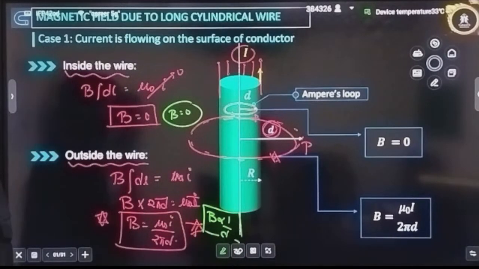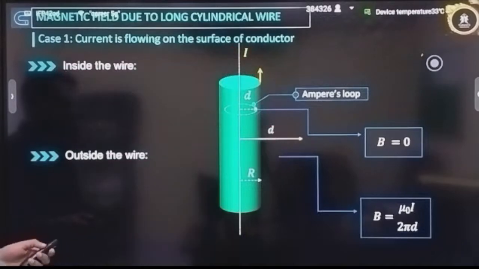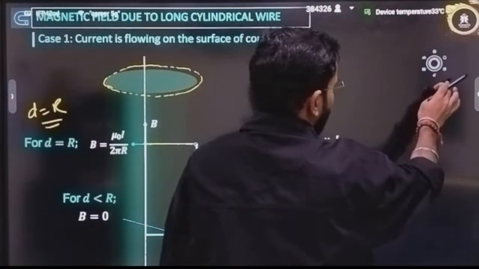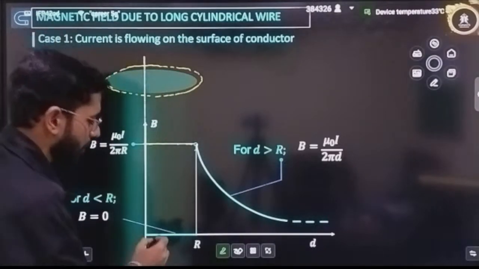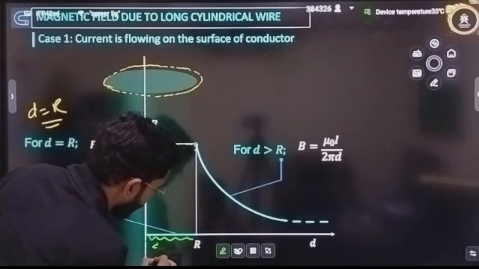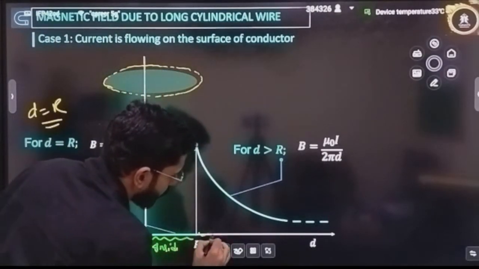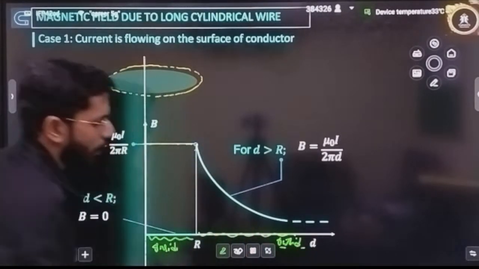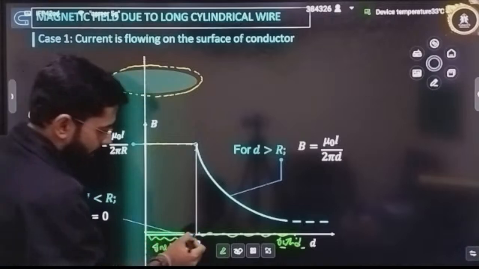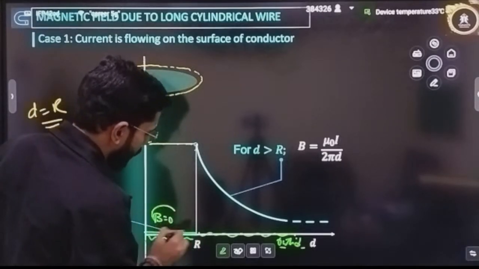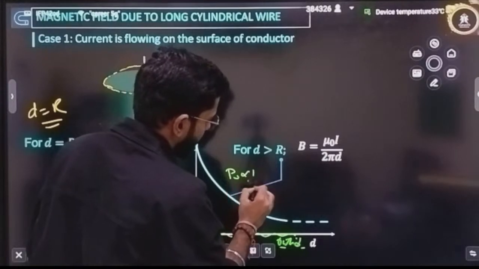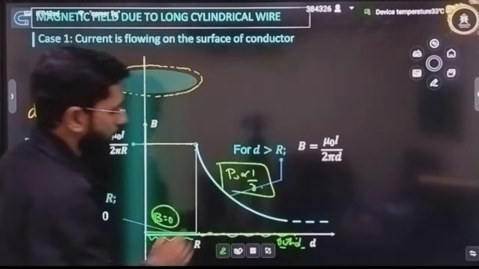If the question asks you about any relation, you can simply draw the curve also. Correct? Like here, what is this curve that is drawn? I have told you this completely is your inside portion, and this completely is your outside portion. For the inside portion, what will you say about the magnetic field? The magnetic field is equal to 0. And for the outside portion, the magnetic field is inversely proportional to R.